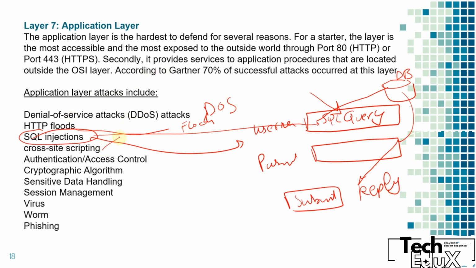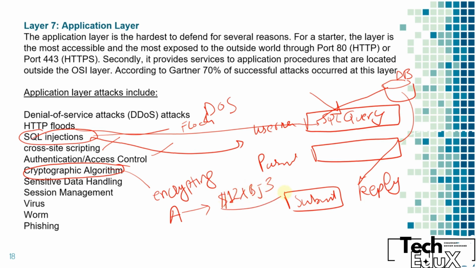Then we have cross-site scripting, authentication, access control. The remedy lies in cryptographic algorithms. Crypto is encrypting data. For example, if the data is A, I'm going to encrypt it into a format like $12XBJ3. Are you going to understand what it is? So this is called cryptography.